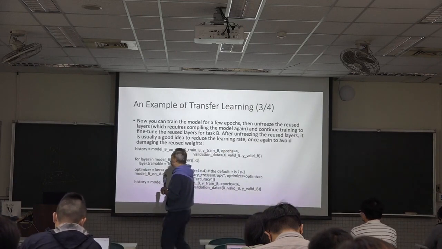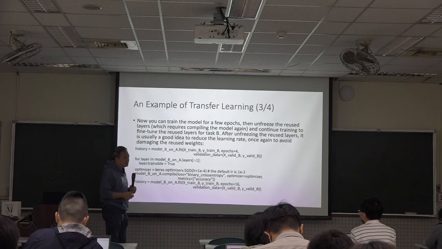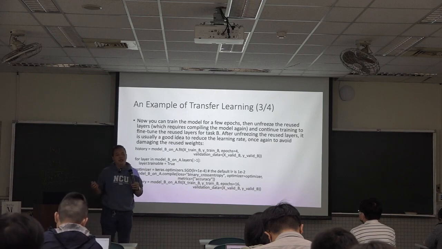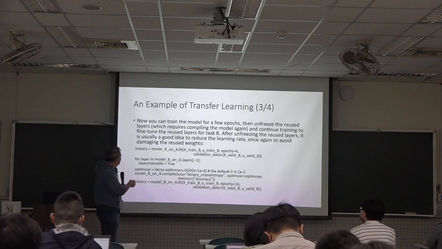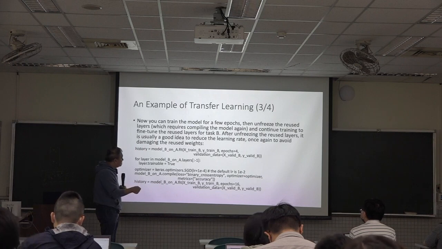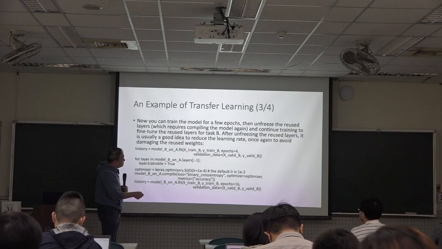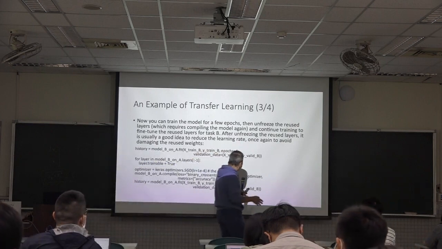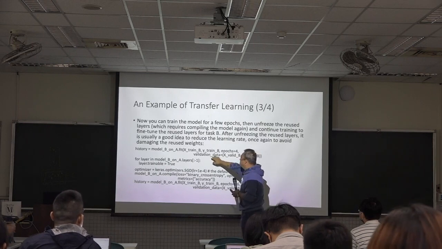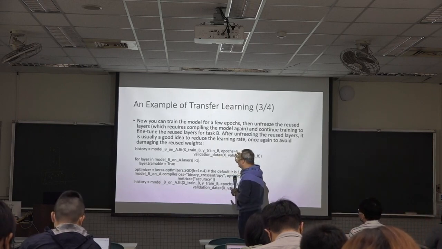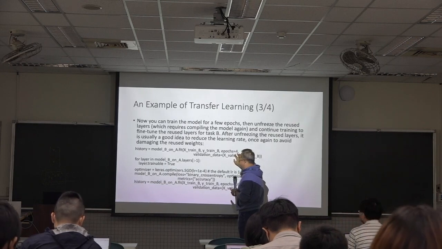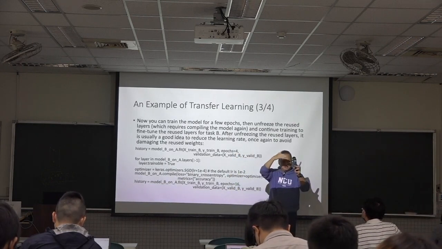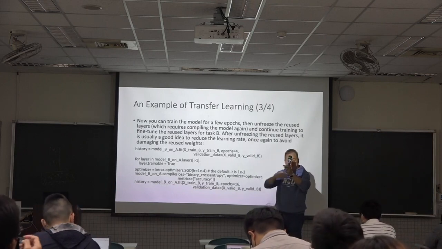And then you can try to train your model based on your little available new training data set. Here, history equals model_B_on_A.fit, using X_train_B and y_train_B. For epochs, we only use 4 epochs. In the first few epochs, with validation data and so on, you want to train with the copied layers frozen.